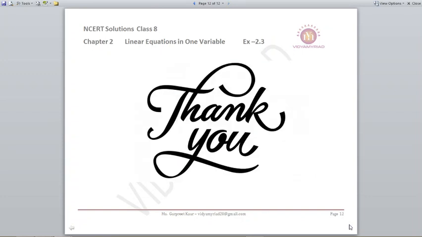That's all for this exercise 2.3, children. I hope you must have understood. First, find out the value of the variables by putting the variable on the one side and numbers on the other side, and then put the value of that variable in your left hand side and right hand side and see whether both the answers are coming equal or not. If they are equal, it means our answer is correct.